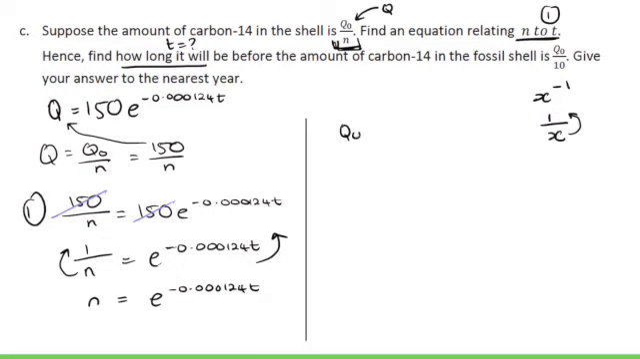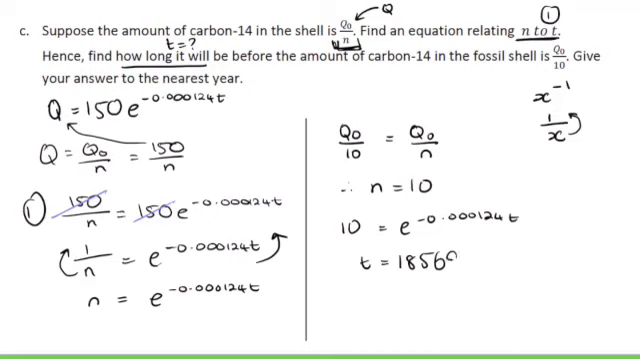So Q0 on 10, if you relate it back to what they initially said about the amount, they initially said that the amount is Q0 on N. That means N must be equal to 10, and I can substitute that directly into my equation and solve for T. If I do that, I get T is equal to 18569 years.